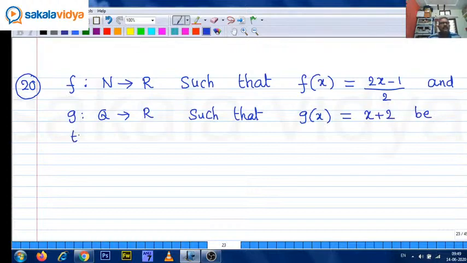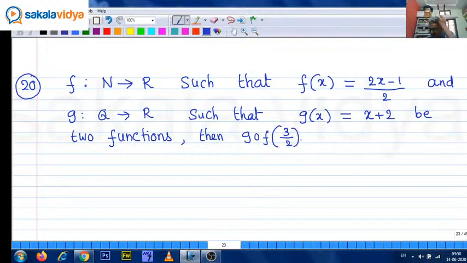If f and g are two functions, then g circle f of 3/2. This is a composition of the functions. First option is 3. Second option is 7/2. Third option is 1. Fourth option is not defined.